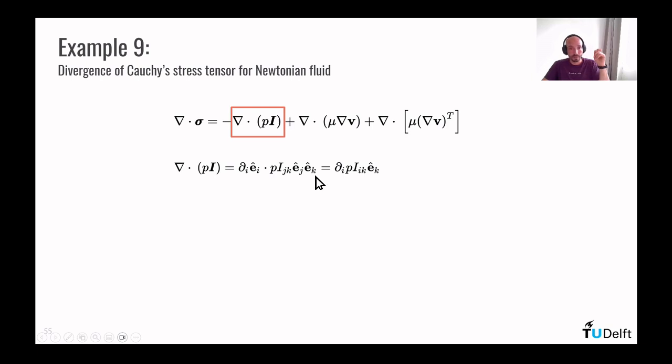I perform the contraction between e hat i and e hat j, which means that I substitute j by i. So now here I have I sub jk, and here I have big I sub ik. I replaced the j by i here. And I'm left with this term here.